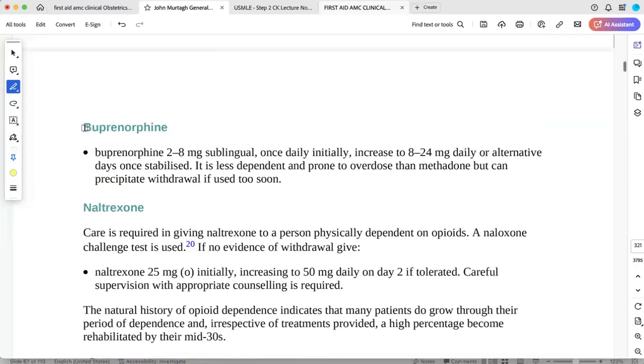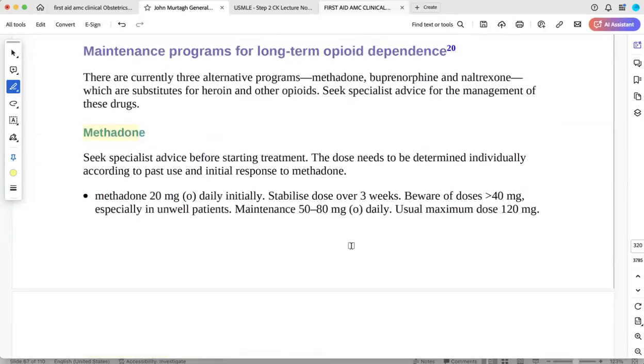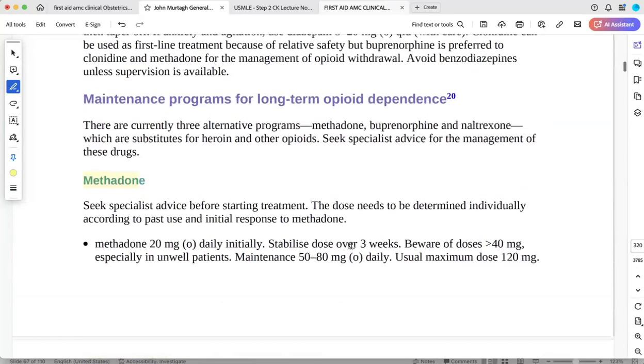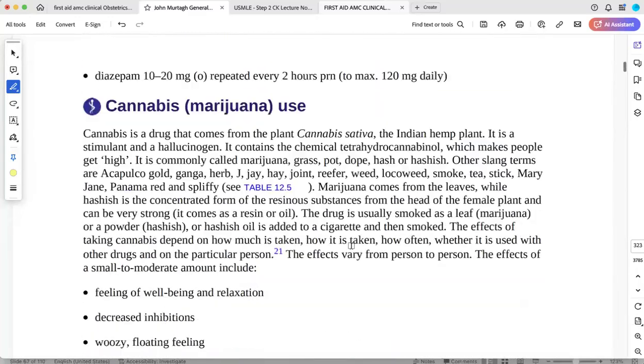And apart from methadone, we have buprenorphine and naltrexone as well. So you just need to remember the names of these medications that we can use for opioid dependent patients.